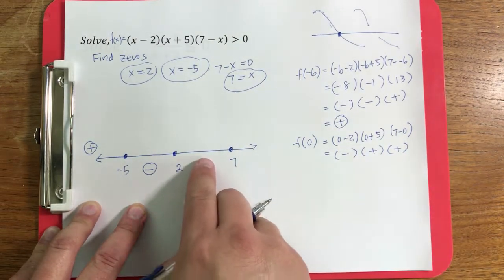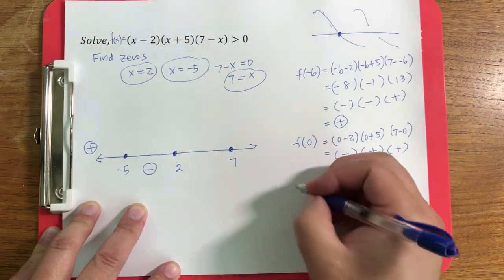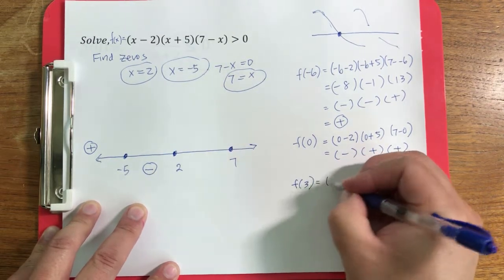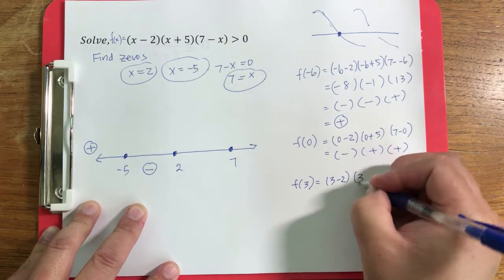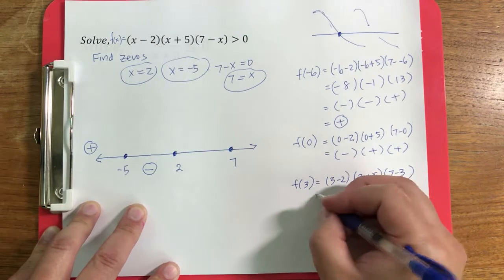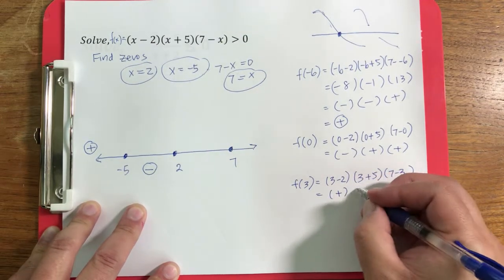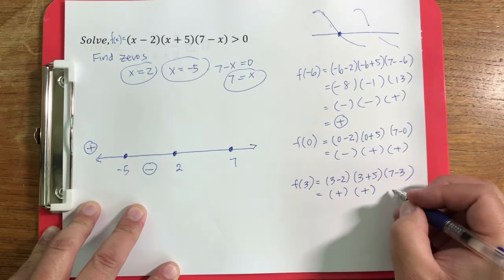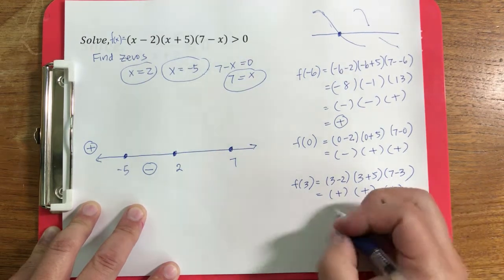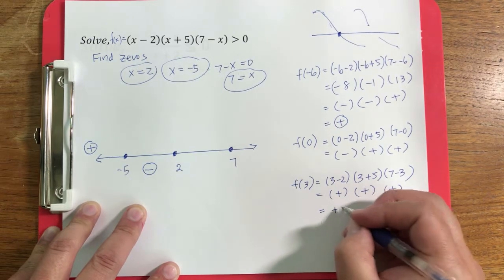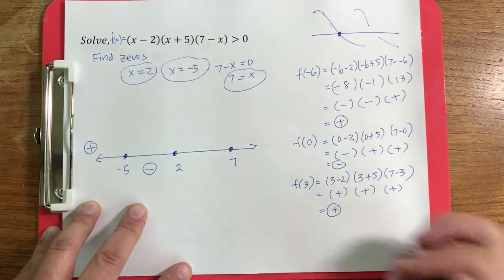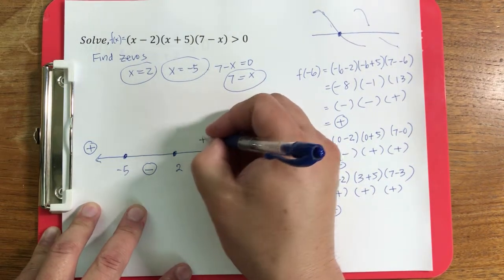Now let's pick a test point between 2 and 7. So this goes 3 minus 2, 3 plus 5, 7 minus 3. And this number is positive, this number is positive, and then this number is positive. Positive times positive times positive is positive. Oh, sorry, this is negative. So up over here it's positive.